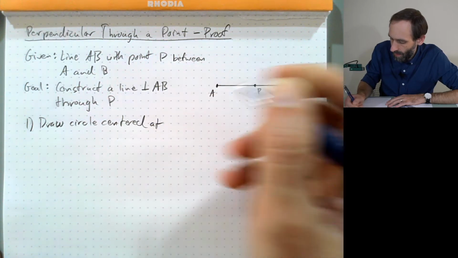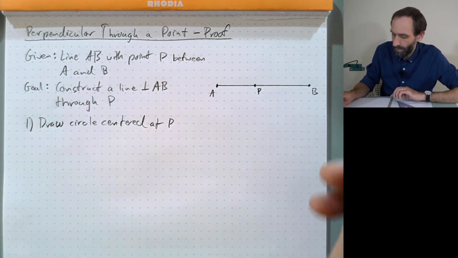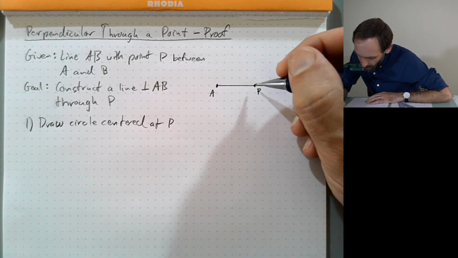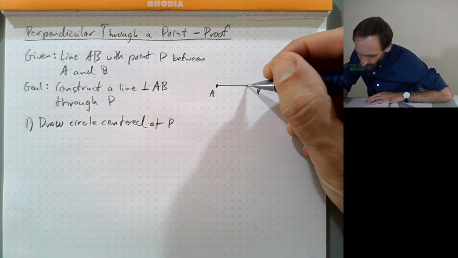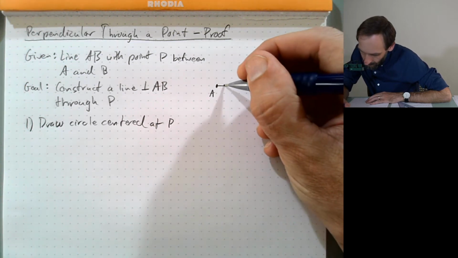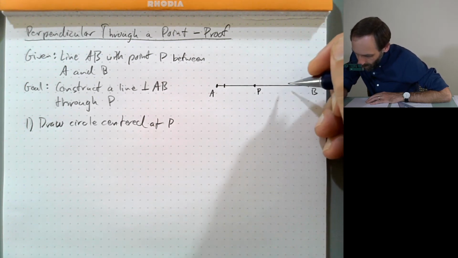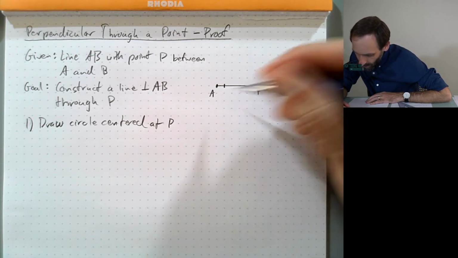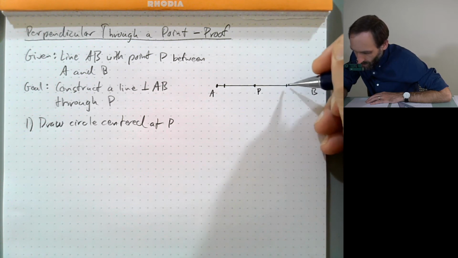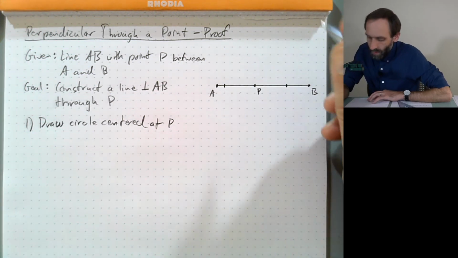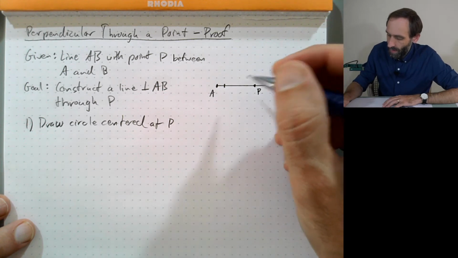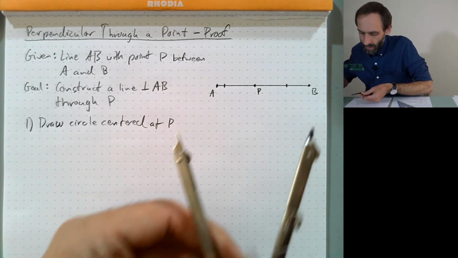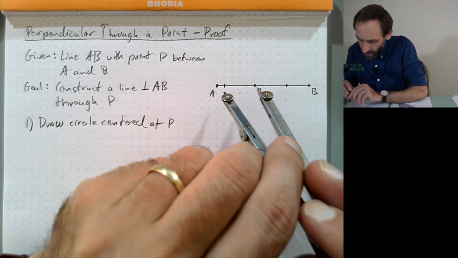Centered at P. I'm not going to draw the circle, but I'll go ahead and count out. So waves 1, 2, 3, 4. I'll count out equidistant spaces, 1, 2, 3, 4. So draw a circle centered at P, and maybe I will draw it out just so it's clear.